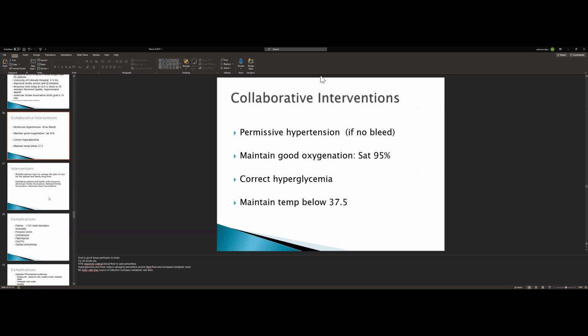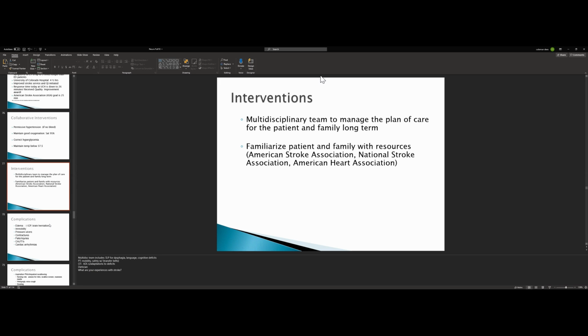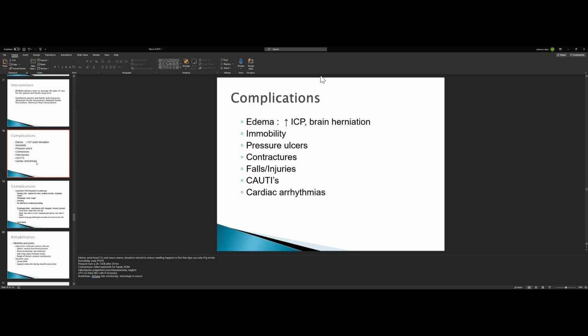Let's see. I'm just going to jump through a couple of these. So let's jump down to complications.